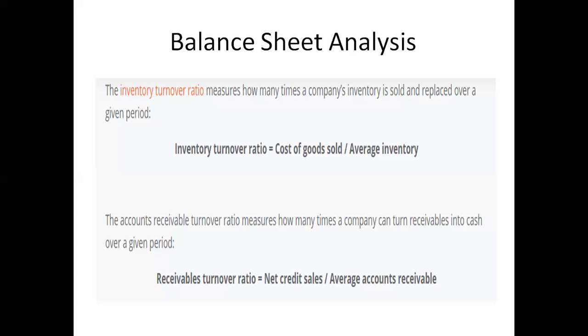Average accounts receivable starts with the debtors at the beginning of the period and debtors at the end of the period, and net credit sales during the period. The receivables turnover ratio means how much of the debt you are recovering, how much of the amount you are recovering from the debtors.